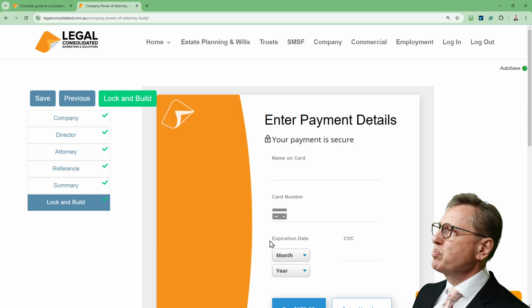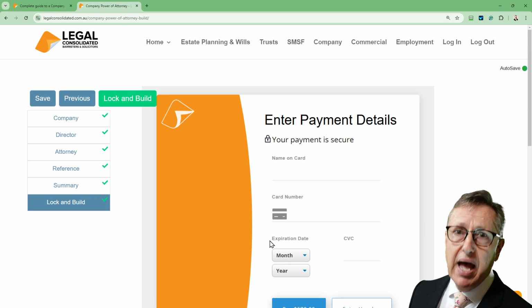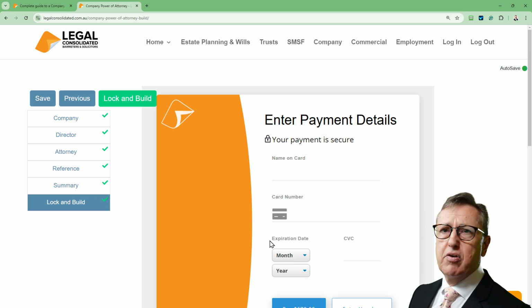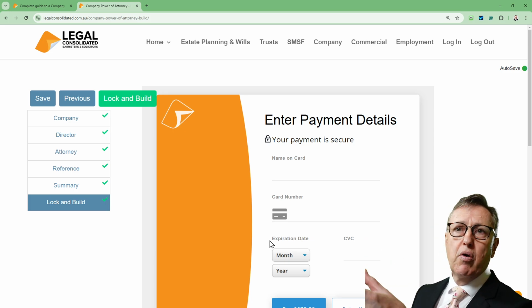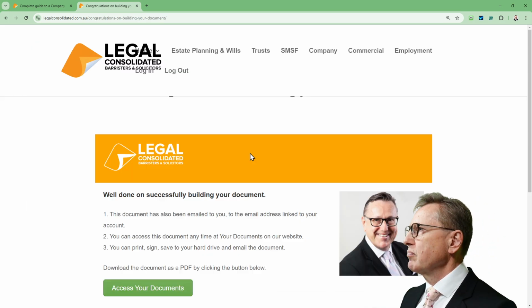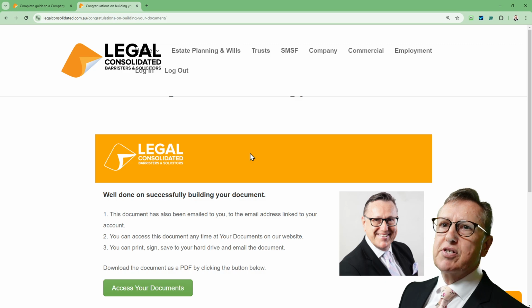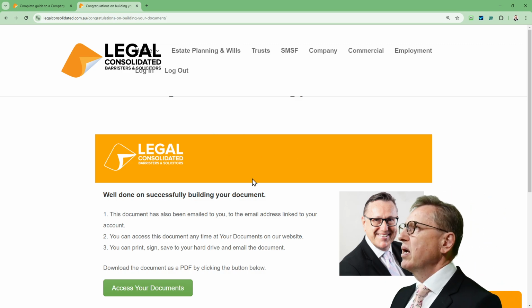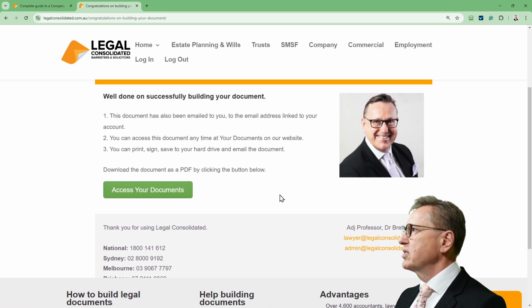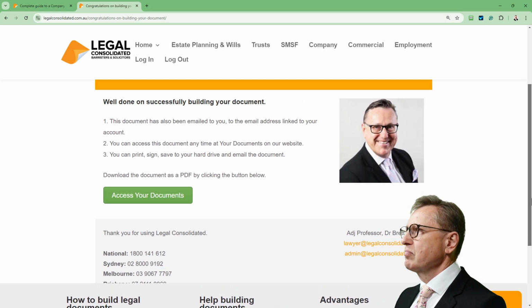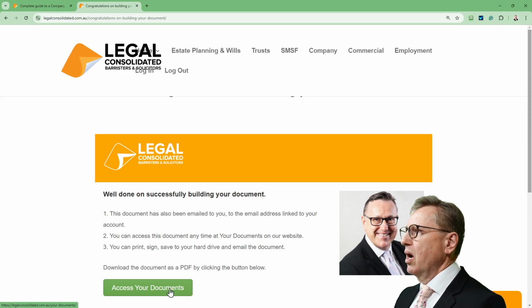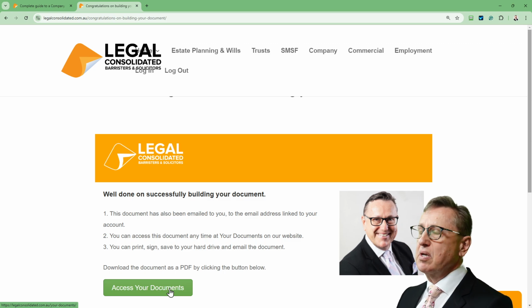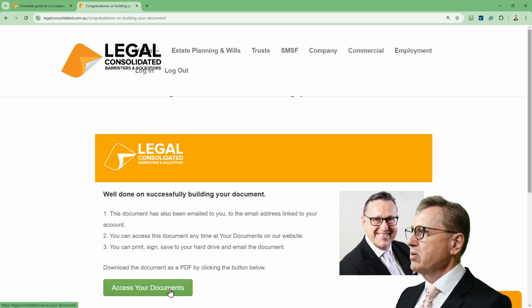And only at this point am I required to pay for the document. If I pay for the document, it takes about 30 to 60 seconds for the document to be built by our website and be emailed to you and also be on the website. You can see it immediately. Success. My credit card was accepted and I see that I can now access the document. Very good. Congratulations. I'm not going to wait for it to be emailed to me because I'm just far too excited. So I'm going to access the document.